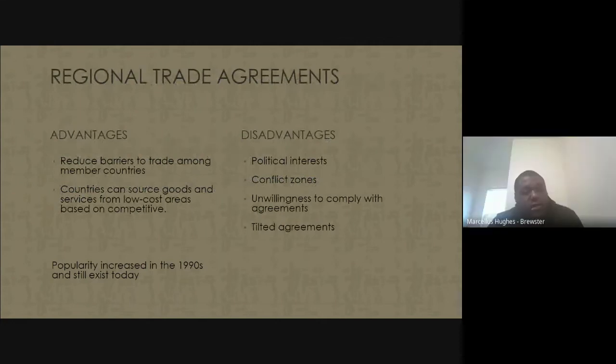The advantages and disadvantages of regional trade agreements. The advantages are reduced barriers to trade among member countries. Countries can source goods and services from low-cost areas based on competitive advantage. Disadvantages: political interests, conflict zones, and unwillingness to comply with agreements. Popularity increased in the 1990s and still exists today.